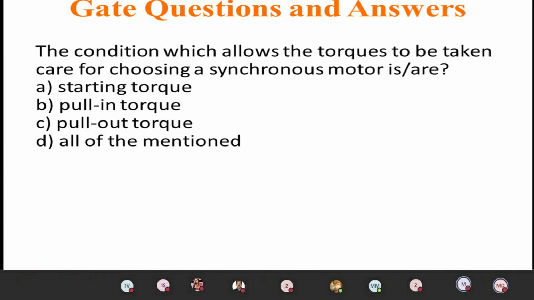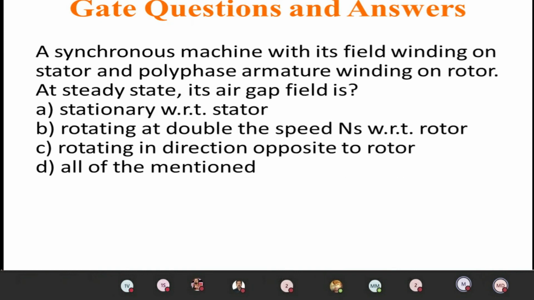Which conditions allow the torque to be taken care of when choosing a synchronous motor? Starting torque, pull-in torque, pull-out torque. We must consider these three things. So all the mentioned performance torques are needed to be known before using the synchronous motor, because we know that a synchronous motor has nil starting torque. While using damper winding, it may start like an induction motor.